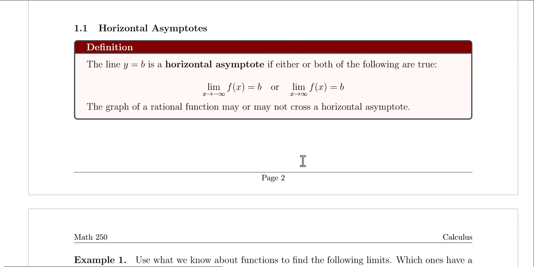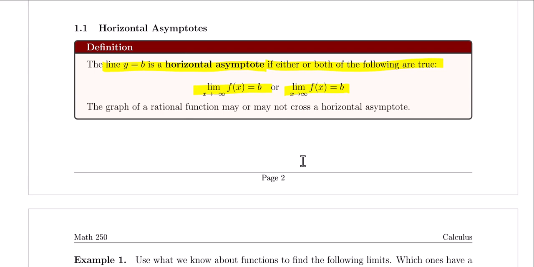So we've probably seen horizontal asymptotes in a pre-calculus class, but now we're going to be looking at them through the lens of calculus. Alright, so let's go through the definition. The line y equals b is a horizontal asymptote if either or both of the following statements are true. The limit as x approaches negative infinity of f of x is b, or the limit as x approaches infinity of f of x is b.